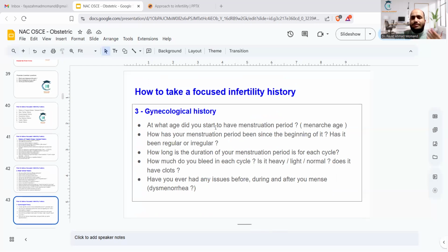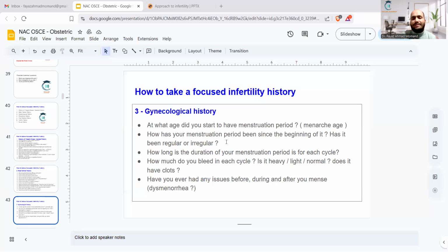Ask about when they started to have their period, menarche. How has it been? Normally, we would expect the periods to start anywhere from 11 to 13. It can start all the way down to age 8. Below 8, we consider it precocious puberty in girls. Now, ask about the regularity.